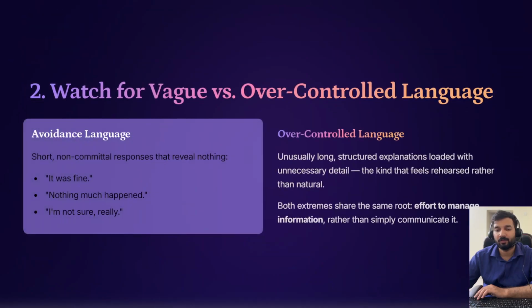Watch for vague versus over controlled language. Just like in spoken communication, written responses often fall into two extremes: avoidance, like "it was fine," "nothing much happened," or over control, long structured explanations with unnecessary details. Both can signal effort to manage information rather than natural communication.